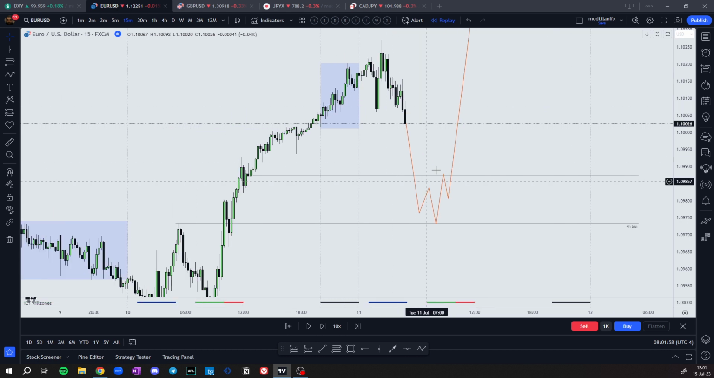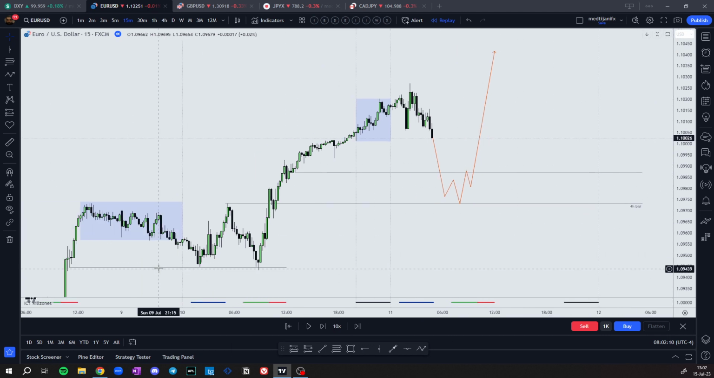Why? Because the IF is bullish. The draw on liquidity is higher. Price has retraced to a discount level. We're going to be expecting a New York reversal. We're not going to be expecting a New York continuation lower to take this low. No, the IF is still bullish.